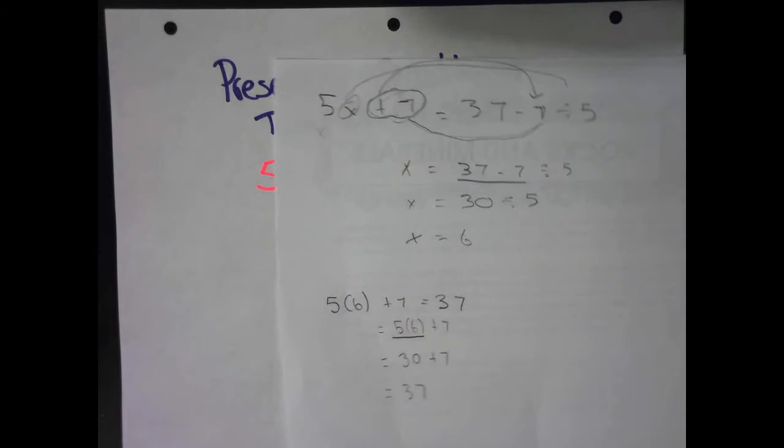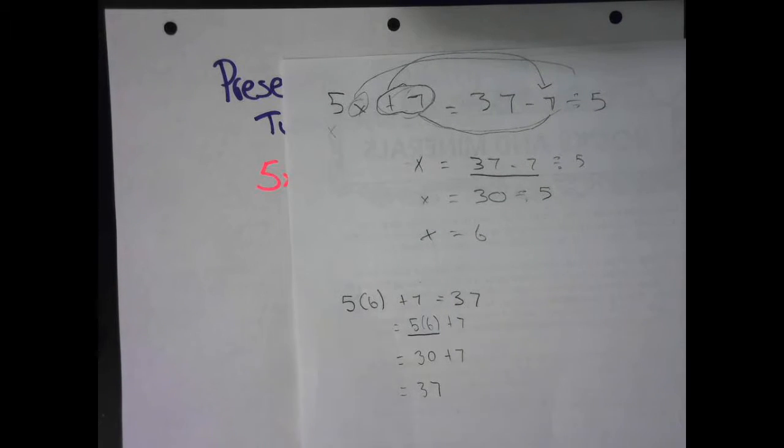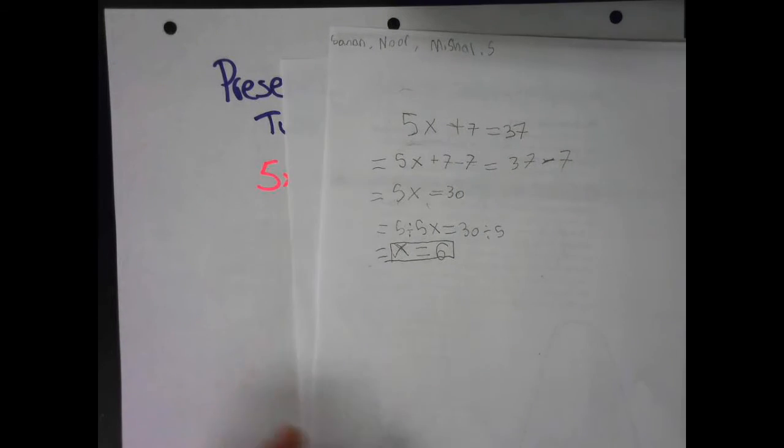Yep. If there's one thing I don't recommend, what do you think it is? They did something that I don't recommend. They wrote only x equals 37 minus 7. It would be better if they actually wrote the whole equation on both sides. So show your work here.